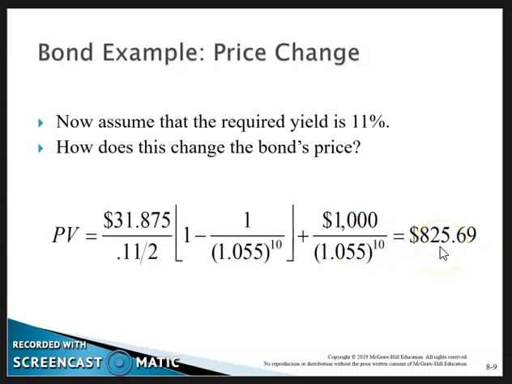So our price dropped from $1,061 to $825.69. This represents the inverse relationship between interest rates or yields and the price of the bond. If yields go up, investors' required returns go up, the price of those bonds is going to go down.